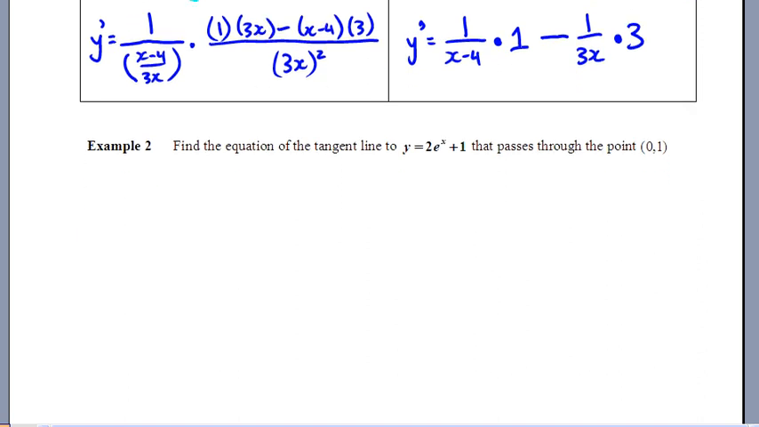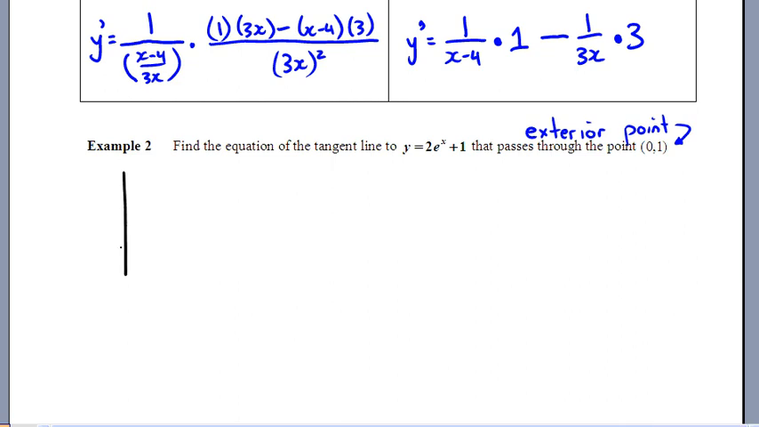All right, example 2. This is a neat example of something that we call an exterior point. This point is not actually on the curve that they give you. It's exterior to it. It's outside it. And you'll see what happens as soon as we do a little quick graph of this. So we're trying to find the equation of a tangent line to this exponential function, and the tangent line has to pass through this point. I'll give you a quick little sketch of what's going on.